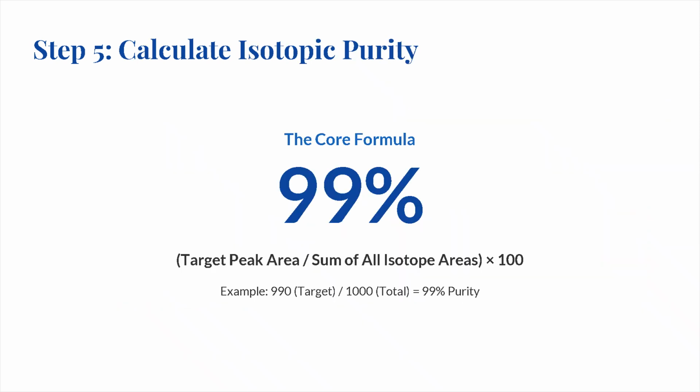Now we calculate isotopic purity using a simple formula. We divide the target peak area by the sum of all isotope peak areas and multiply by 100. For example, if the target peak area is 990 and the total area is 1000, the isotopic purity is 99%. This number tells us exactly how efficient our isotope labeling was.